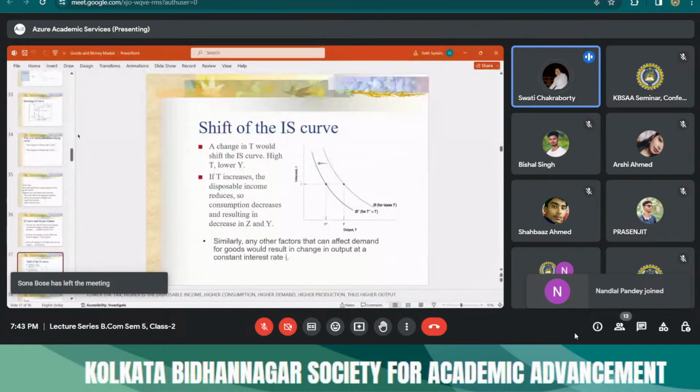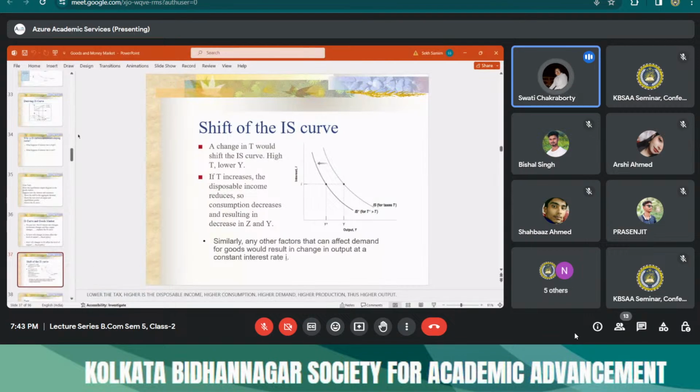Okay. Now, what happens? How does it affect the IS curve? Suppose there's an increase in the tax. An increase in the tax means what? People have less income on hand, so disposable income decreases, right? Disposable income decreasing means consumption will also decrease. When consumption decreases, it means less demand, less output. So the IS curve will shift to the left at the same rate of interest.